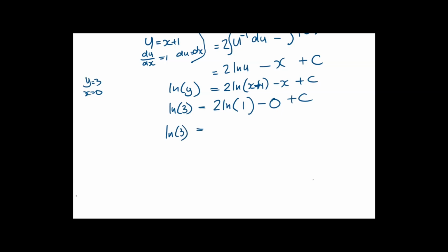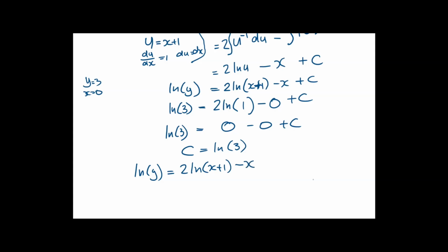Now, the natural log of 1 is 0, so 2 times 0 is 0, minus 0, plus c. So therefore c must be the natural log of 3. Now our equation is as such: natural log of y is going to be 2 natural log of (x plus 1), minus x, plus natural log of 3.